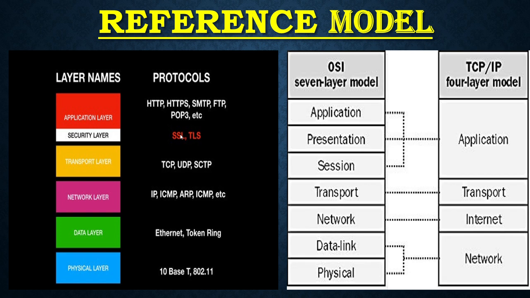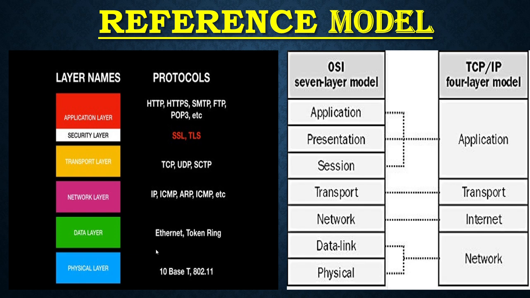That means the application layer has HTTP, HTTPS, SMTP, FTP, POP3. These come under the application layer of the TCP/IP 4-layer model. Next, the transport layer. Transport layer means TCP, UDP, SCTP. These come under the transport layer of the TCP/IP 4-layer model. Next one is the internet layer. Internet layer means IP, ICMP, ARP, etc. These come under the internet layer.